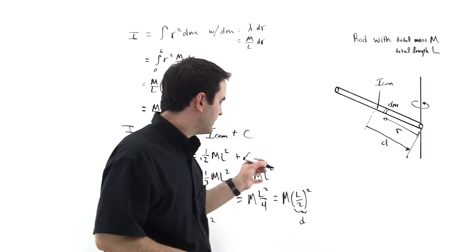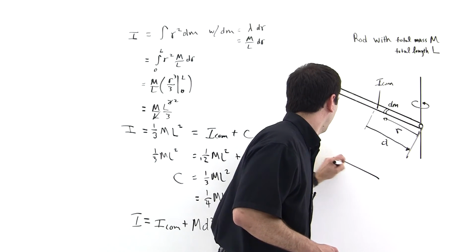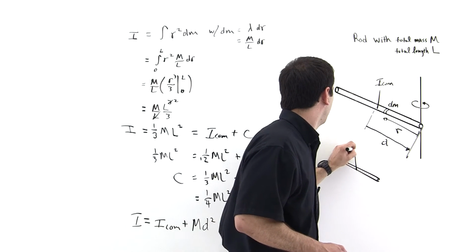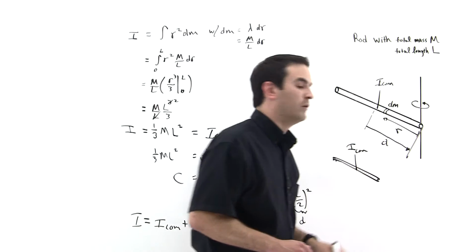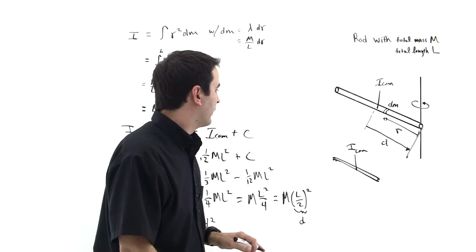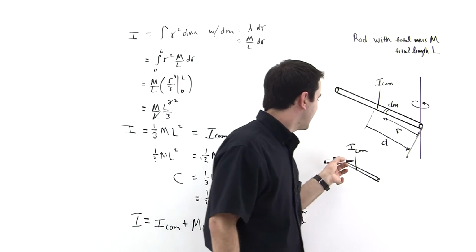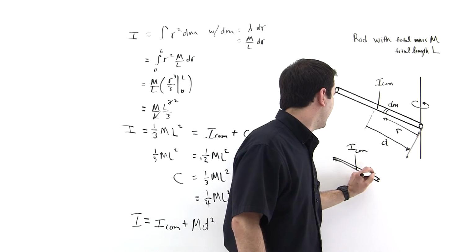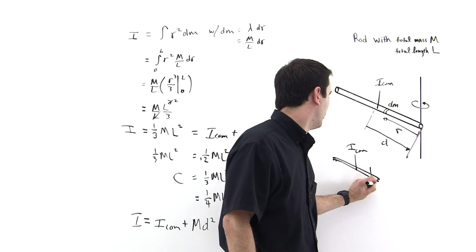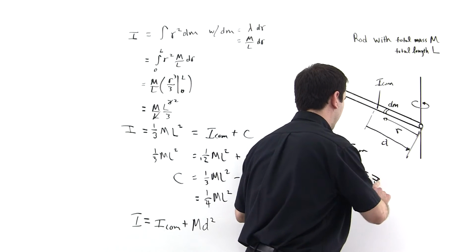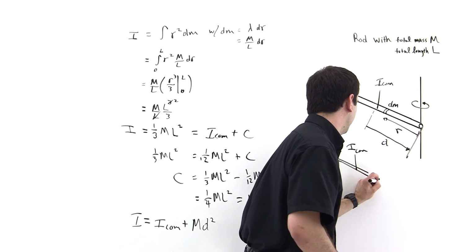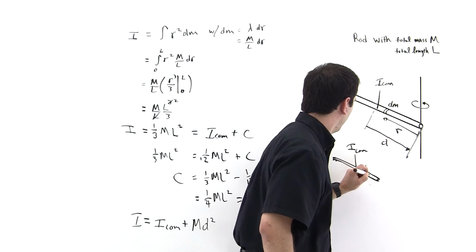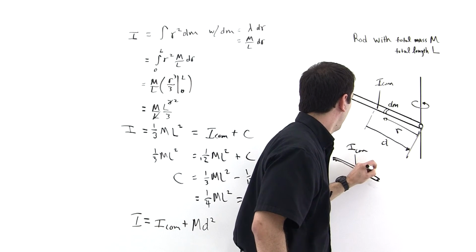So let's say we have a rod like this. We know I center of mass. What's I center of mass? 1/12 m L squared, right? Okay, so we know this. And let's say we want to find the moment of inertia about right here. And this little chunk right here is 1/4. I want to make this at least to scale. So this is 1/4 L.